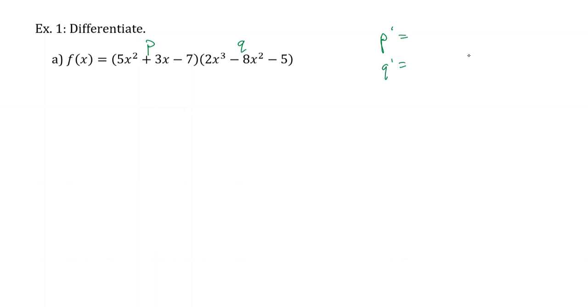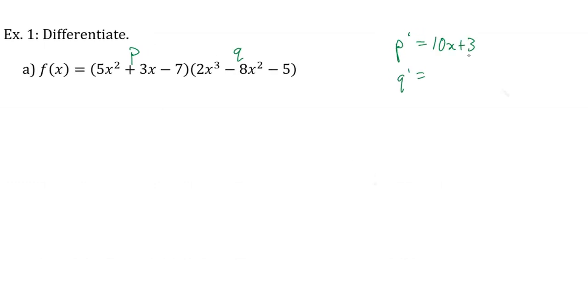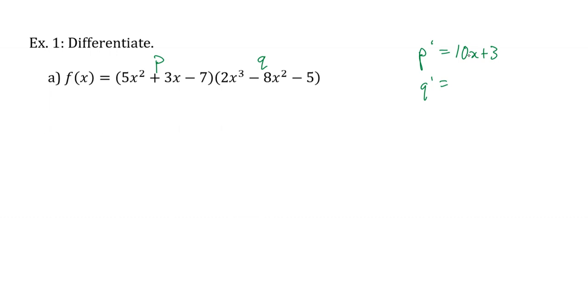Okay. So I'm just taking the derivative of p, which is 5x squared plus 3x minus 7. So 10x plus 3. Did everybody catch that? People are madly scrambling writing, which is fine. Derivative of q, 6x squared minus 16x. Okay?